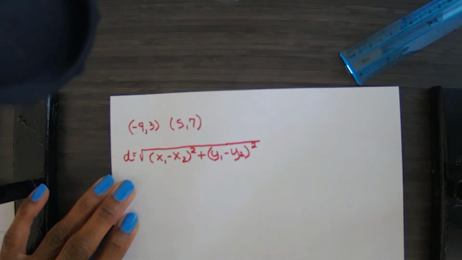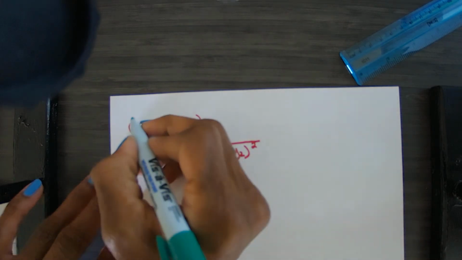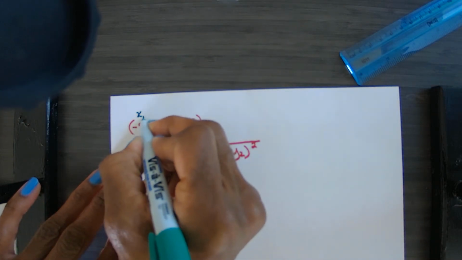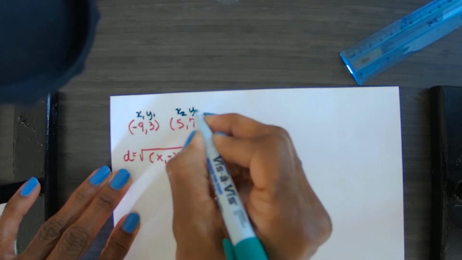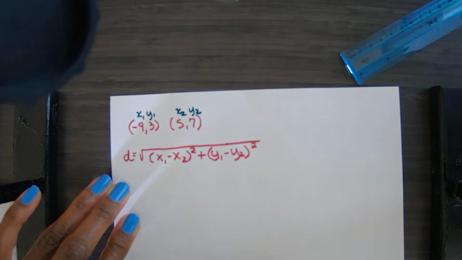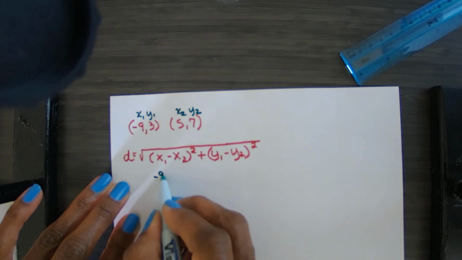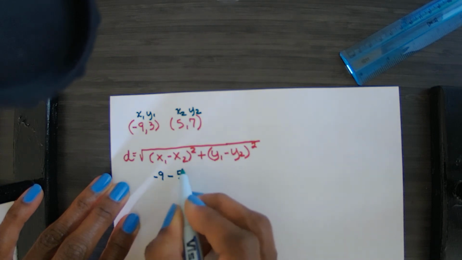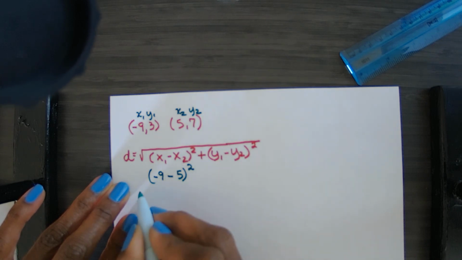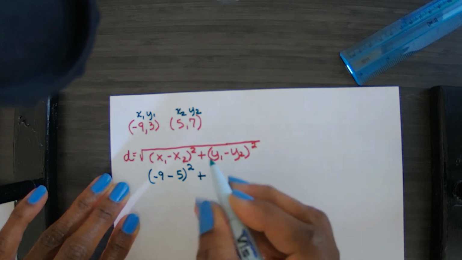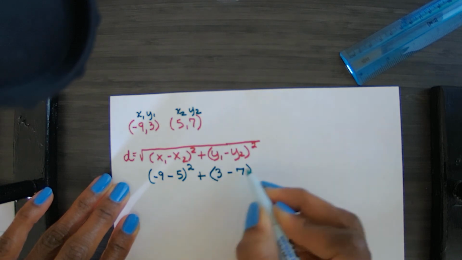So let's try another example. Here I have a sample problem. This is going to be x sub 1, y sub 1, x sub 2, y sub 2. Here's the distance formula. I'm going to substitute in negative 9 minus 5, and I'm going to square that, plus 3 minus 7, square that.